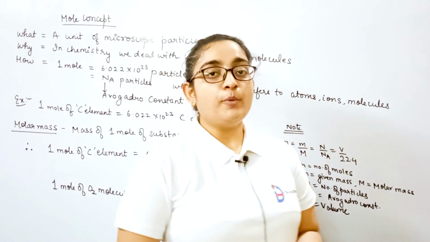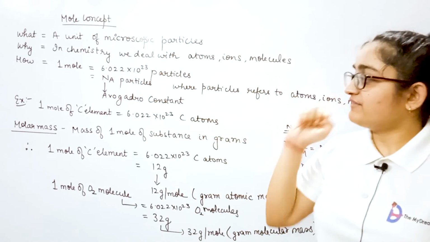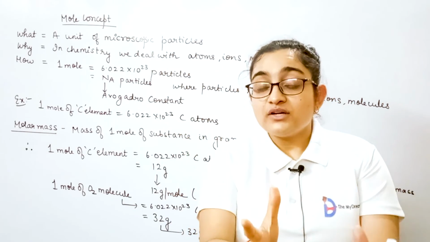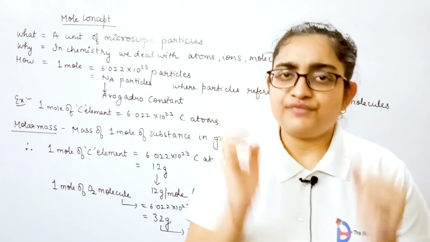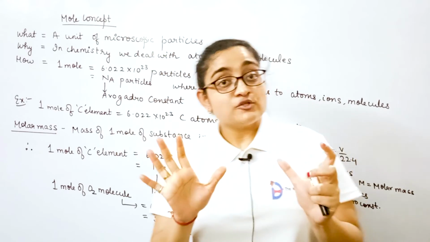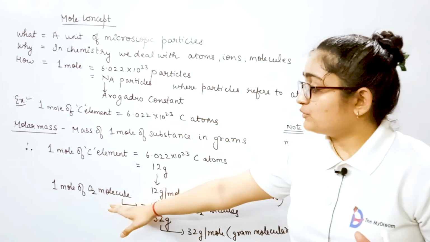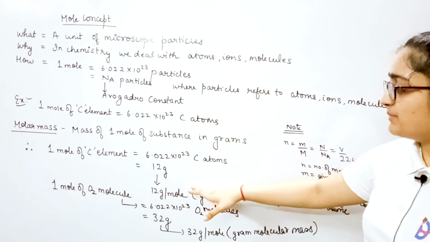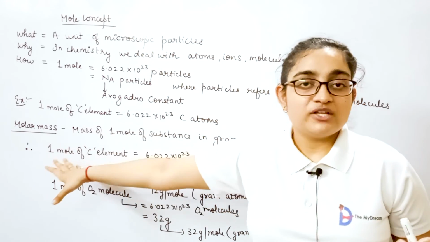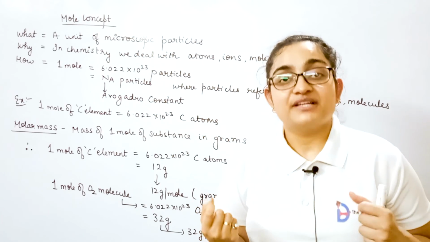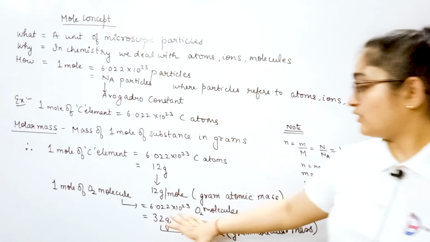Clear? I hope you all have understood the concepts we have discussed today: the mole concept and molar mass, which is very, very important. We discussed molar mass by taking the example of an element, and then the example of a molecule, and how we express it. Basically, molar mass is written in terms of gram per mole. Clear? Is the concept clear now?